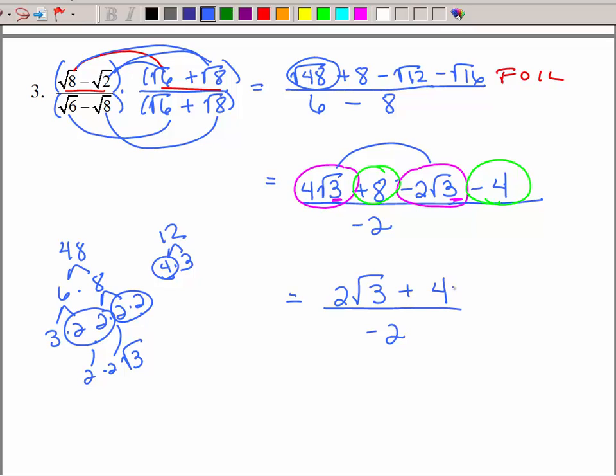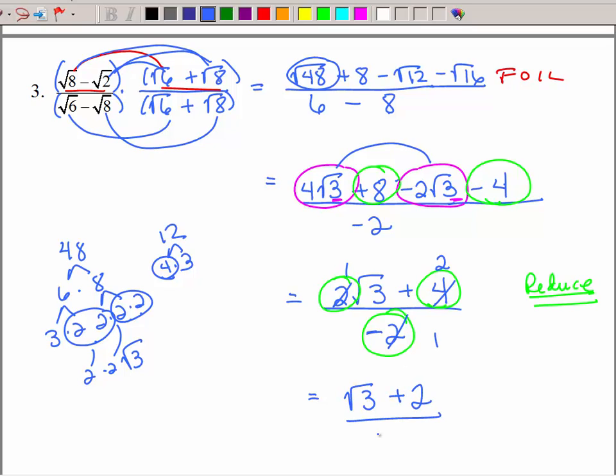All right, how can we possibly reduce that fraction? Very carefully. I want you to circle all the numbers that are not in a radical. All the numbers that are not in the radical. And ask yourself, are all 3 of these divisible by something? Yes, they're all divisible by 2. So we can reduce. 2 goes into 2 one time, 2 goes into 4 2 times, 2 goes into negative 2 one time. So we have 1 square root of 3 plus 2 over negative 1.